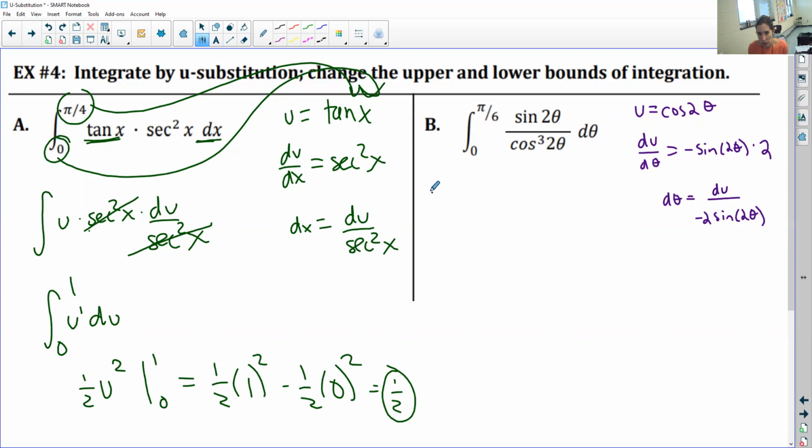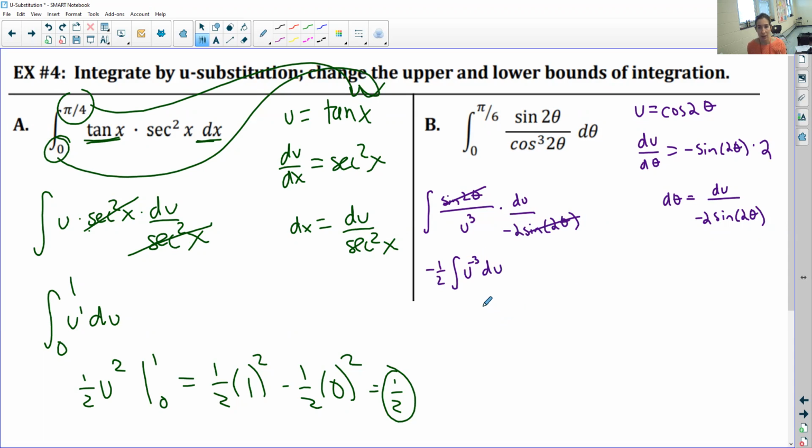So if we try to go back and plug this in here, I'm going to have the sine of 2 theta here still from up there. And now this denominator would be u cubed. And then the d theta is du over negative 2 sine of 2 theta. So you can see that these two expressions cancel, and then you have no more theta, so that's good. So I'm going to bring this negative 2 to the front as a negative 1/2. And I'm going to rewrite this u cubed as u to the negative 3.